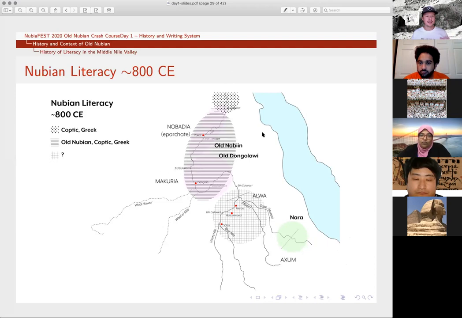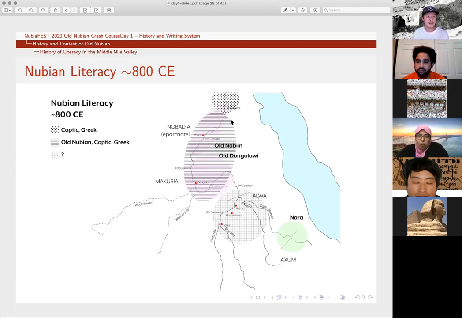As we see here, Old Nubian becomes a written language for both Nobatia and Makuria. We see the development of another written language in the kingdom of Alwa that is a type of Nubian language, but it's not Old Nubian. We only have one relatively well-preserved inscription that we don't understand. So we can say it is definitely related to Nubian, but we cannot really read it very well. While at the same time we still have Greek and Coptic literacy here in the north.